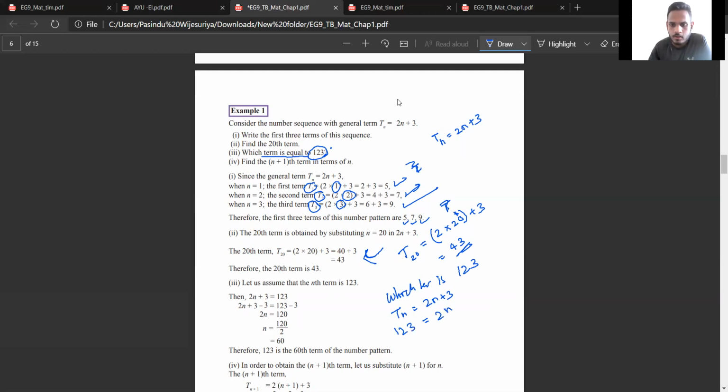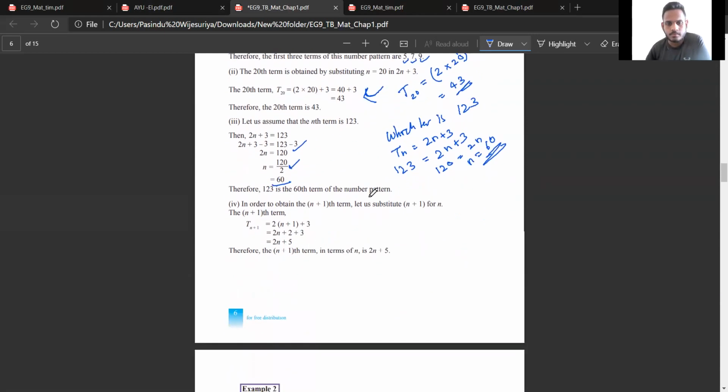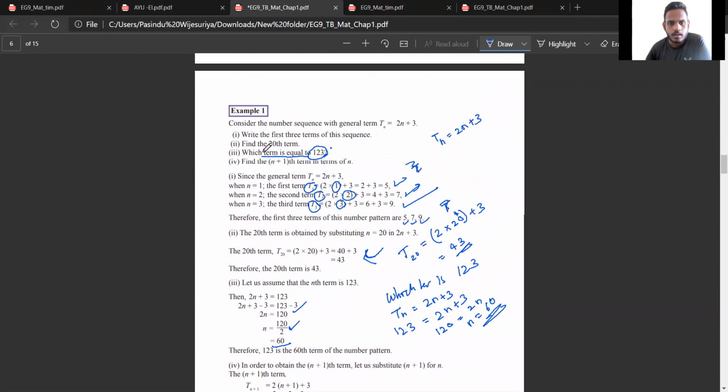2n plus 3 equals 123. Then what we do is subtract, and I'm going with a bit of fast calculations, and then n equals 60. You can see that there's sort of other parts you can watch through. I'm just showing you how it is done. Then here, this is a bit important.